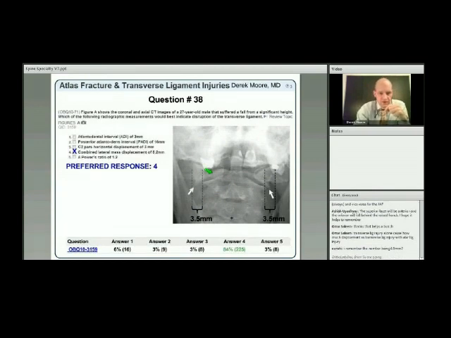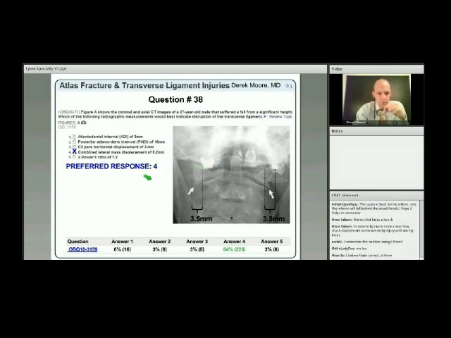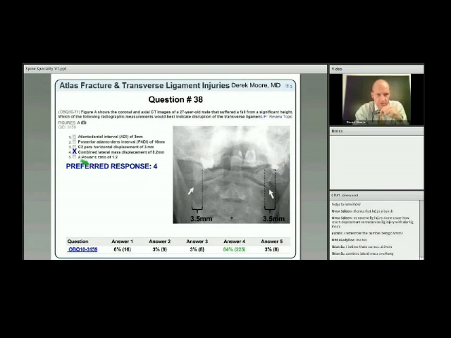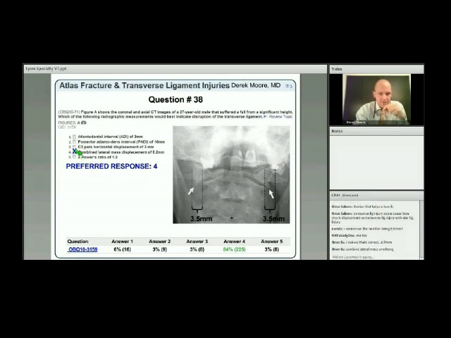So going back to the question, we had a patient with a fall from height with a Jefferson fracture. Which of the following radiographic measurements will best indicate disruption of the transverse ligament? The proper answer is going to be combined lateral mass displacement of greater than 8.2, or answer 4.